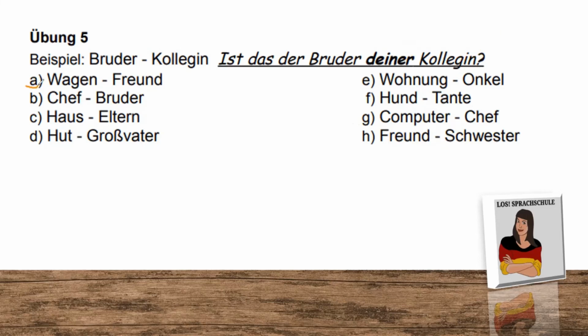We can try A together. Wagen, the car. Der Freund, the friend. Ist das der Wagen deines Freunds? Some people would also say deines Freundes. Both options are okay. You can press pause and try to do the exercise by yourself. If you have questions, let me know, of course, and I try to answer them.